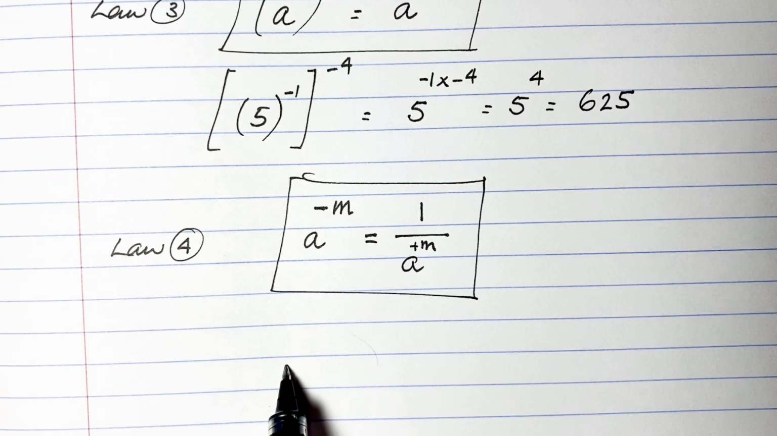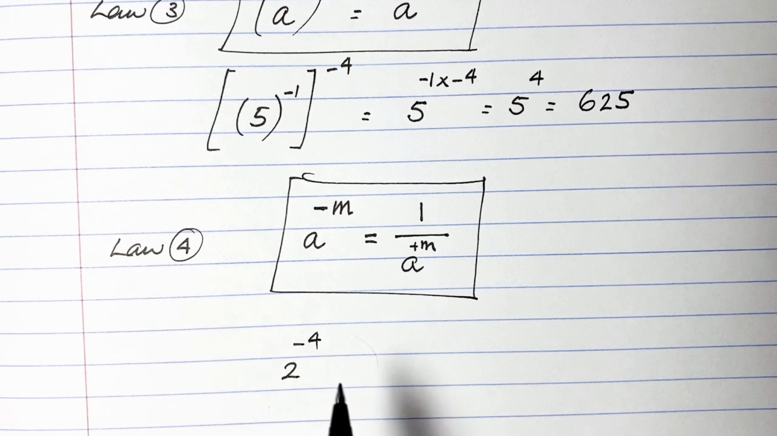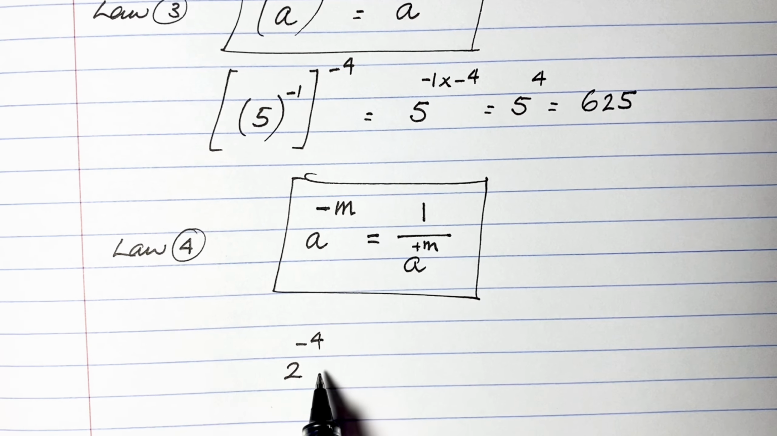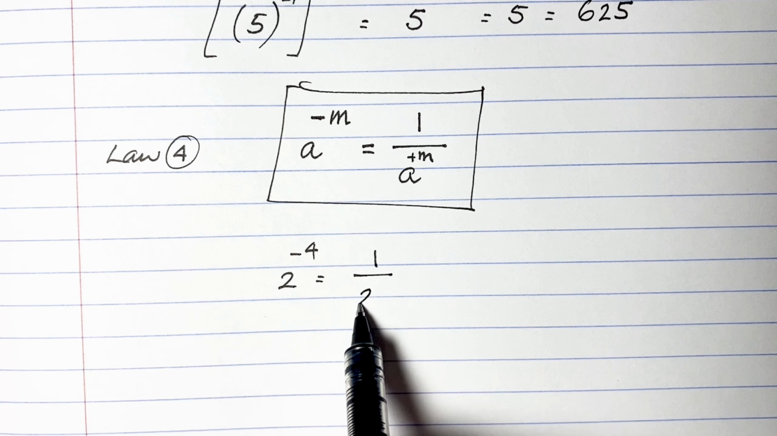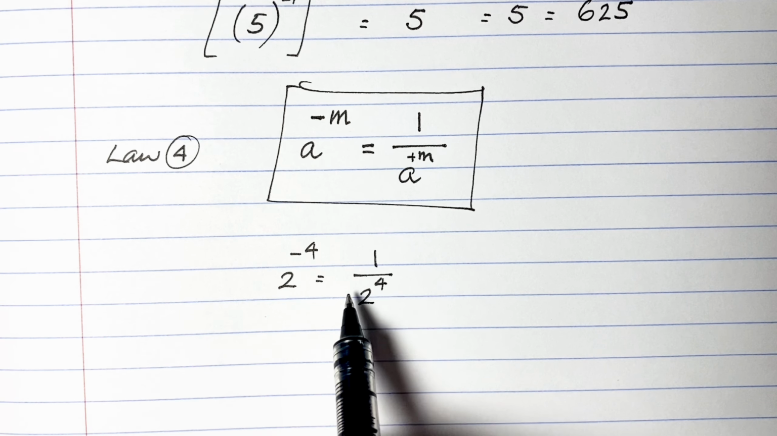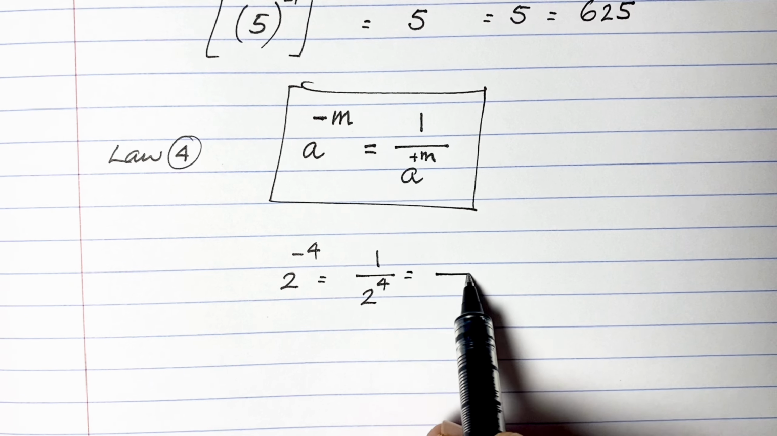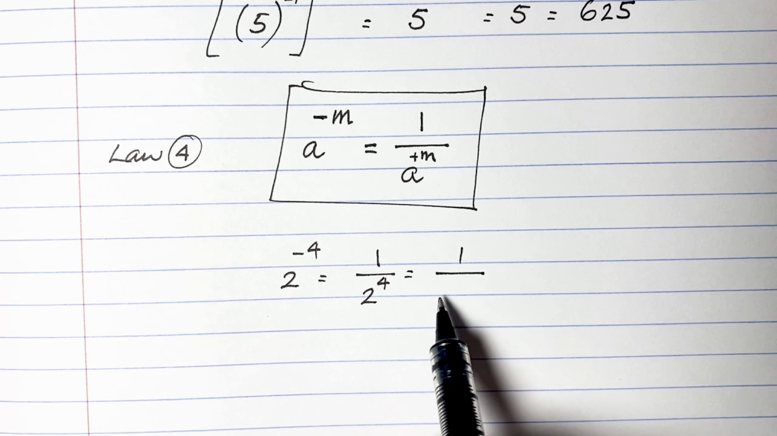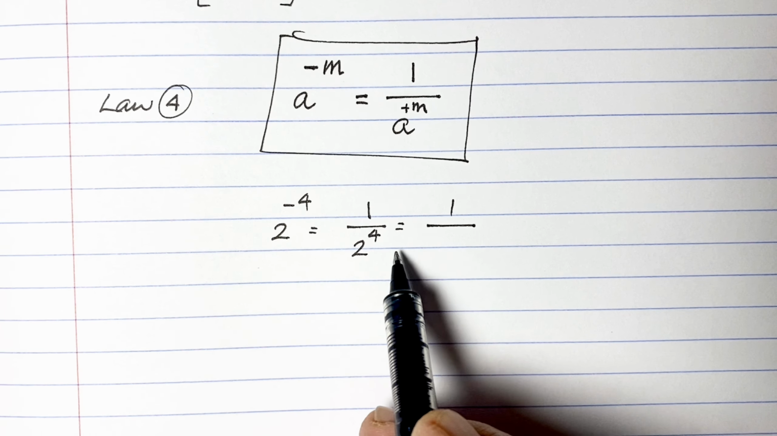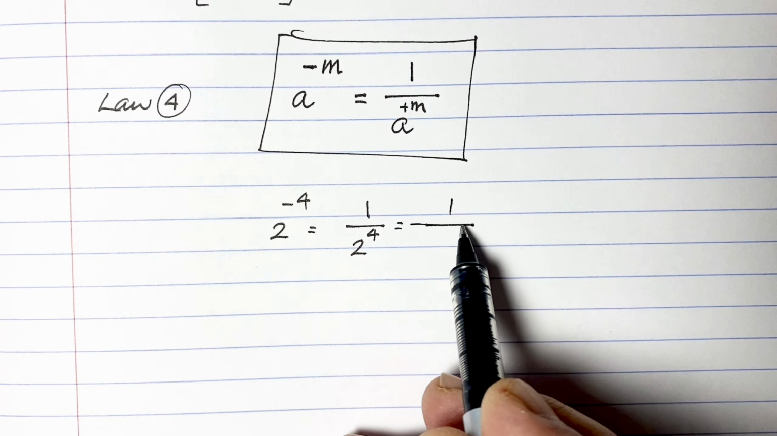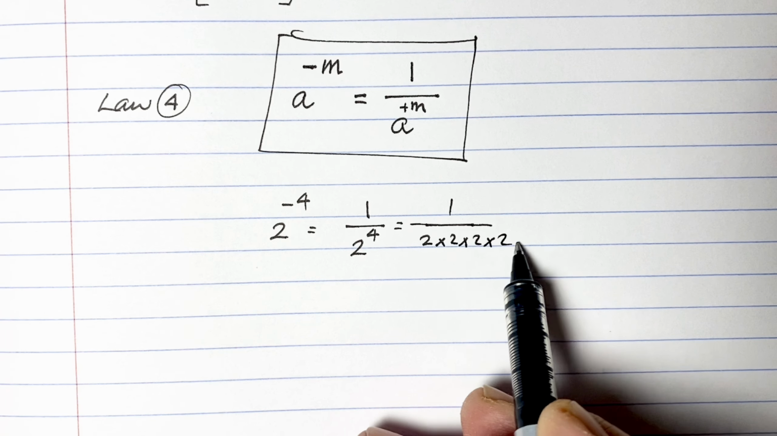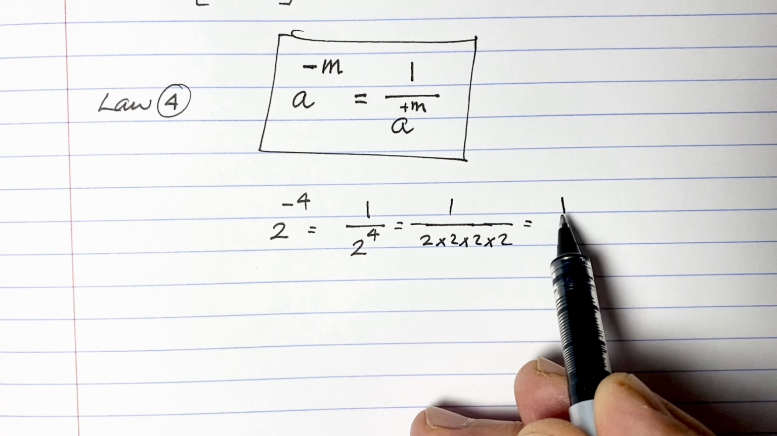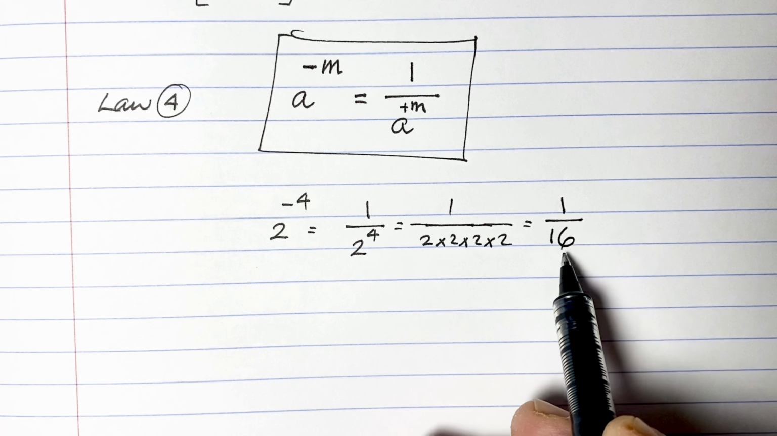Example, you have 2 to the power of minus 4. So you write this as 1 over 2 to the power of plus 4. I won't write the plus because it's invisible. And 2 to the power of 4 is 2 times 2 times 2 times 2. Let me write it down. 2 times 2 times 2 times 2, which is 1 over 16.